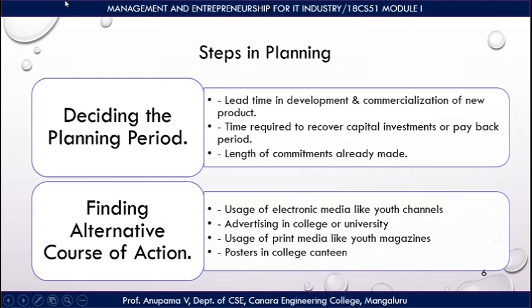In our mobile handset advertisement plan, the alternative courses of action are usage of electronic media like youth channels and advertising in college or university campus. The next alternative is usage of print media like youth magazines, and creating a poster, and the poster is presented in various college canteens.